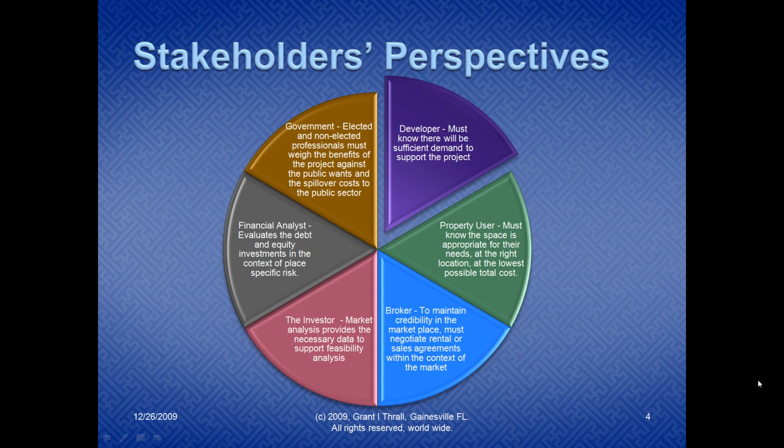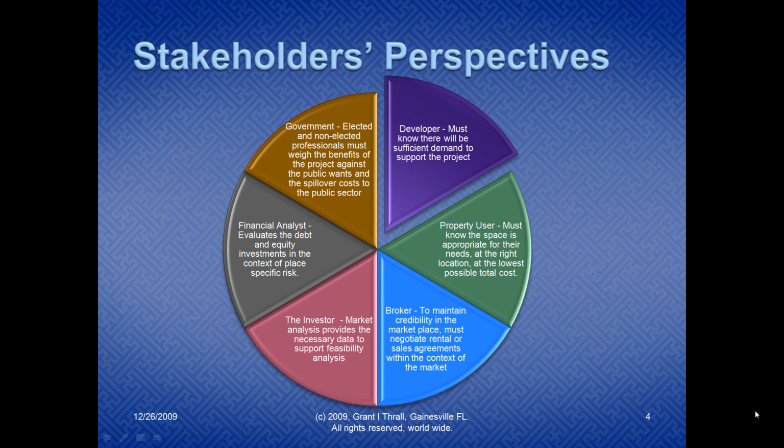The stakeholders' perspectives. The developer must know that there will be sufficient demand to support the project. The property user must know that the space is appropriate for their needs at the right location at the lowest possible total cost. The broker, to maintain credibility in the marketplace, must negotiate rental or sales agreements within the context of the market. The investor: the market analysis provides the necessary data to support feasibility analysis.